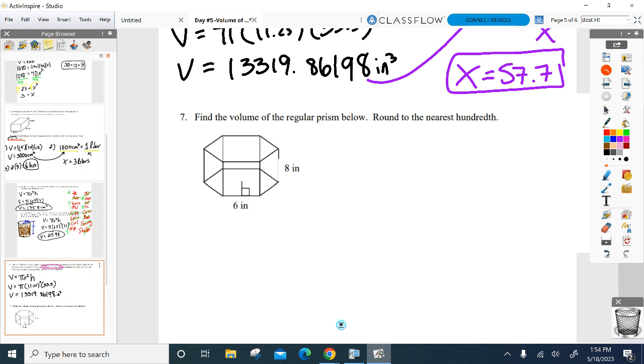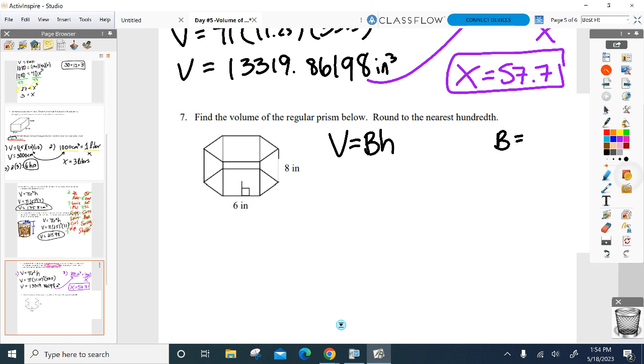I'll take it, it's fine. And then what was hexagonal? Prism. There you go. It's a prism. That's really what I wanted to hear. Prism. So I know my volume is capital B H. If it's a hexagonal prism, the base must be a hexagon.